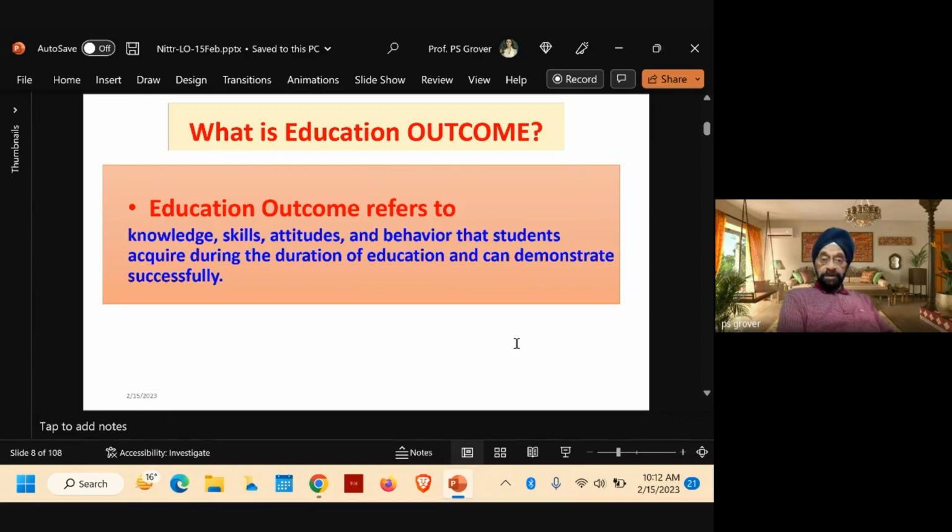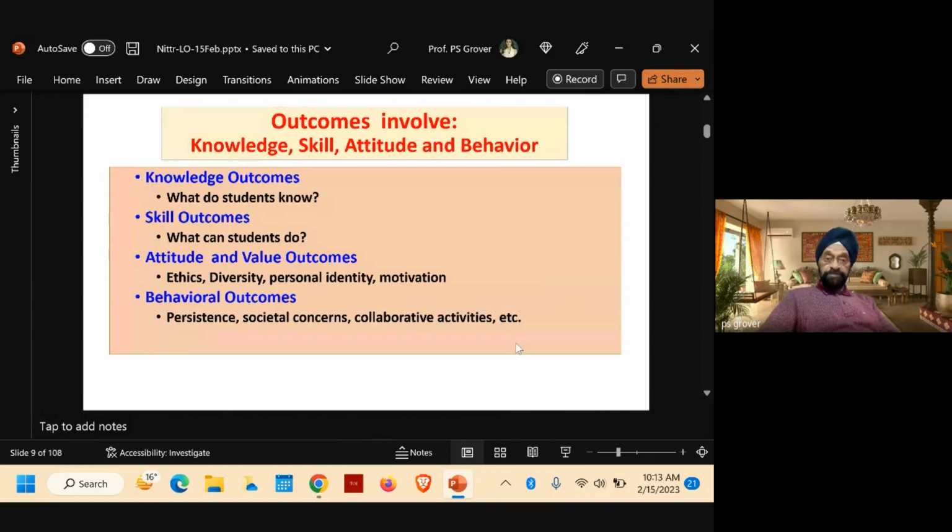So, education outcome refers to knowledge, skills, attitude, and behavior that students acquire during the duration of education and can demonstrate successfully. Now, please appreciate the outcome is not only the learning of the student as regards knowledge, which I've been doing all the time, but it involves skills, attitude, and behavior. This is a very broad concept which participants are requested to appreciate.